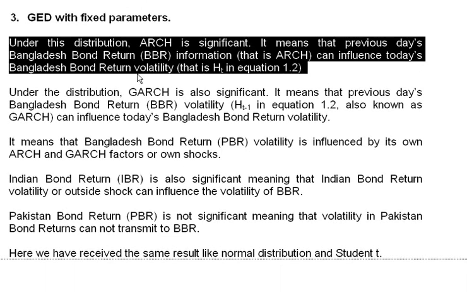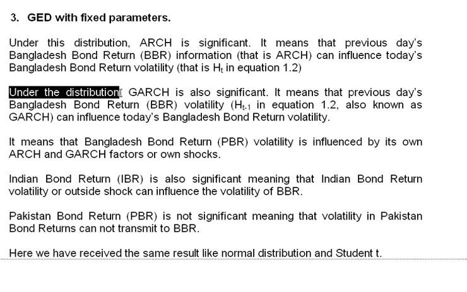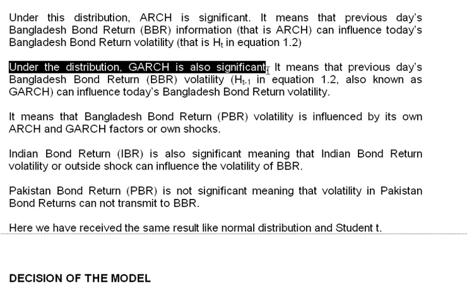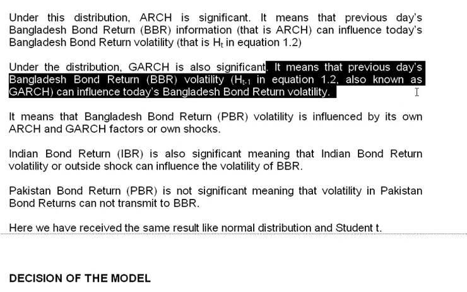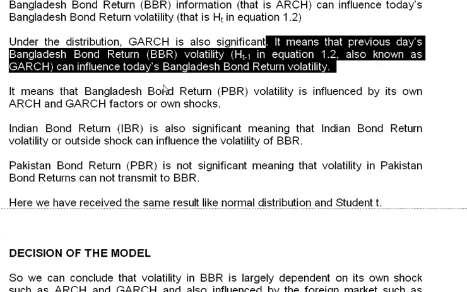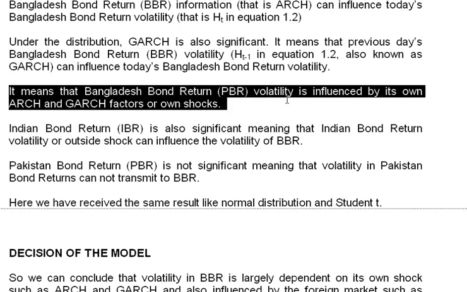Under this distribution, GARCH is also found significant. It means that previous day's Bangladesh bond return volatility, which is HT minus 1 in equation 1.2, also known as GARCH, can influence today's Bangladesh bond return volatility. So the result is as before. It means that Bangladesh bond return volatility is influenced by its own ARCH and GARCH factors, or own shock.